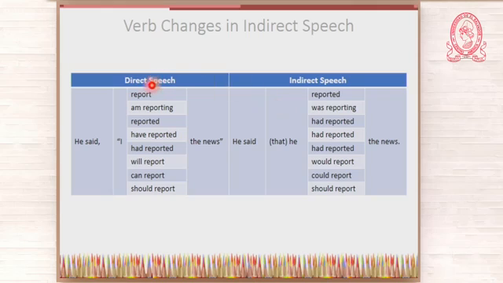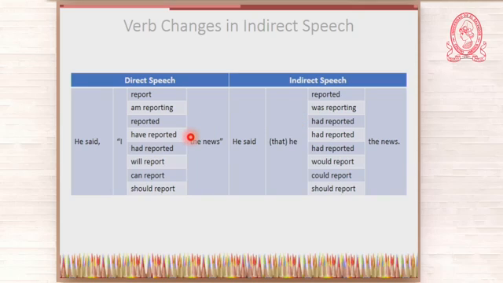Okay? Here you have only one verb, report. And then you change it to the past tense. But here you have a present progressive, you have an auxiliary, am, and then the principal verb in the ing form. You change the auxiliary verb from am to was, okay? And the principal verb doesn't change. Okay, what happens when you have past tense? He said, I reported the news. You change it to the past perfect. He said that he had reported the news.